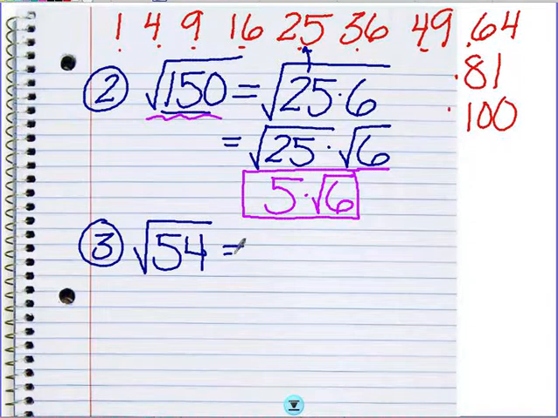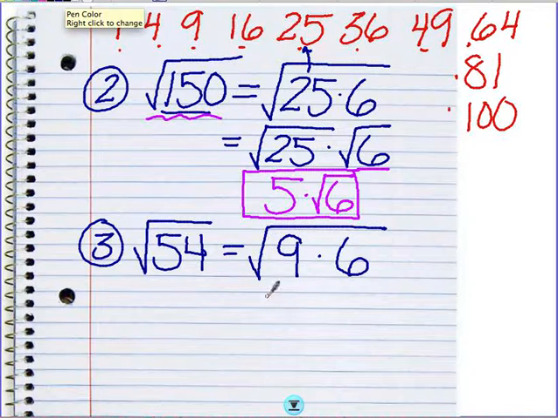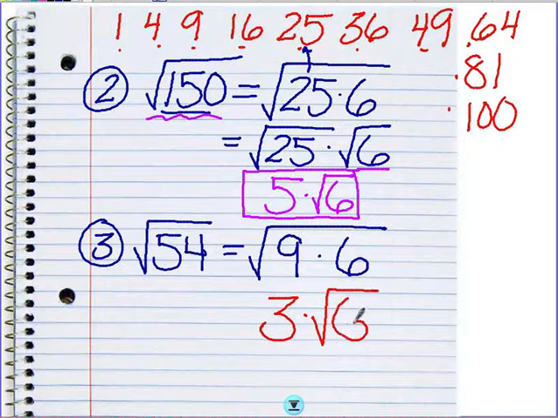Here's what I hope you did. The square root of 54 is the same thing as 9 from our list times 6. 6 is not on our list. The square root of 9 is 3. And the square root of 6, which is not on our list, is a decimal, so we're just going to leave it like this.